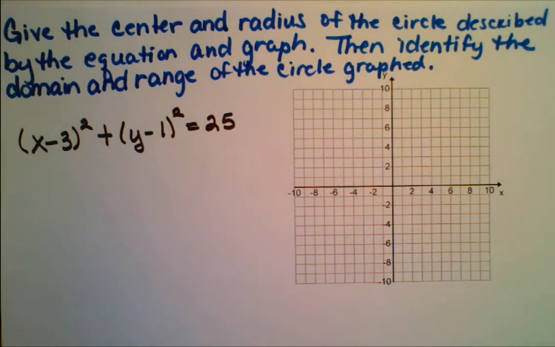All right, so for this example, we're going to work backwards, whereas before you were given some information about a graph and then you were asked to create the equation. Now you're given the equation, and you're asked to find the information, meaning finding the center and finding the radius. So this is in standard form.